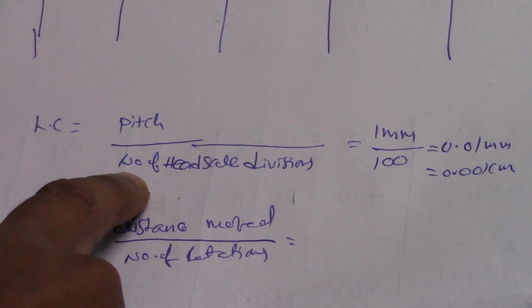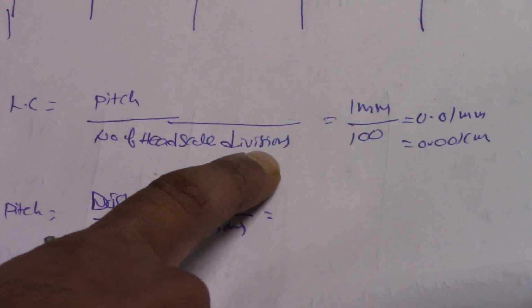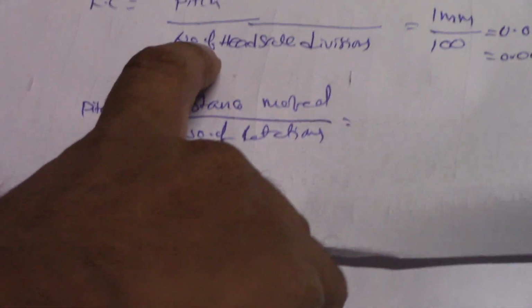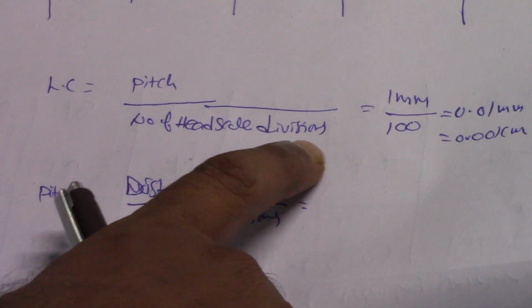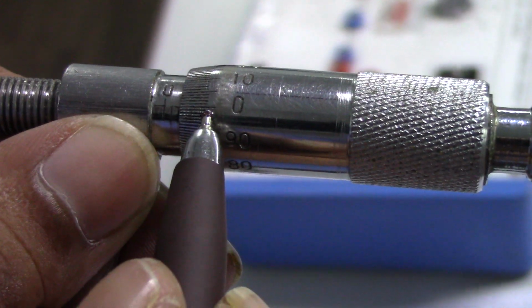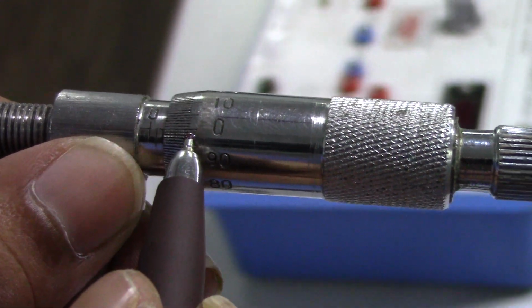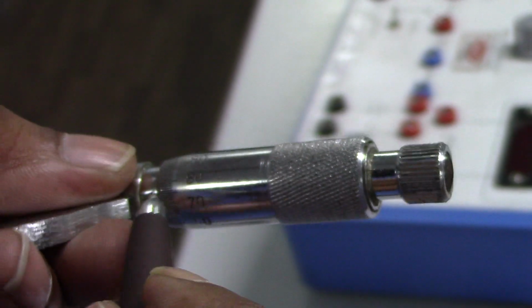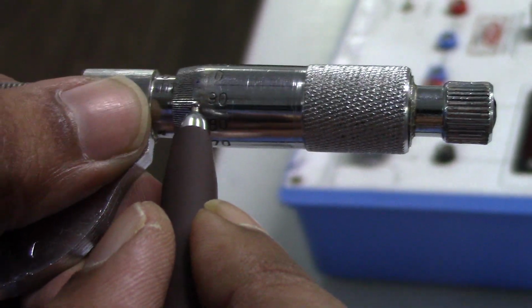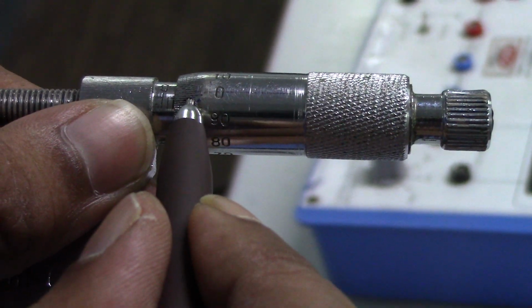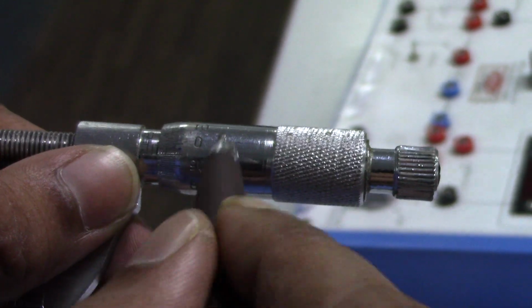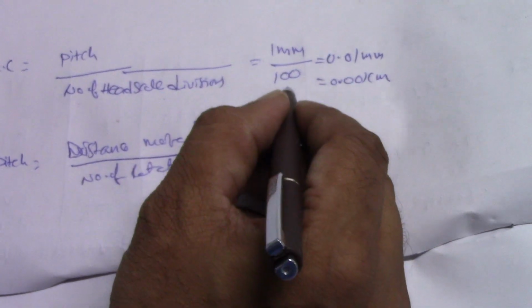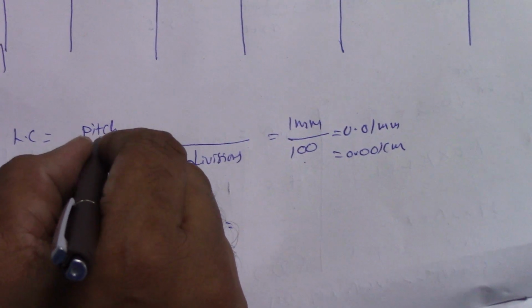So the formula for the least count is pitch divided by number of head scale divisions. Okay, I will explain what is pitch later. First find out the denominator, number of head scale divisions. Here you observe, students, this is the 0th line on the head scale. 10 lines, 20 lines, 30. Okay, so if you come back, 90 plus 10 is equal to what? 100. So total number of head scale divisions are 100. So the denominator, number of head scale divisions, is 100.